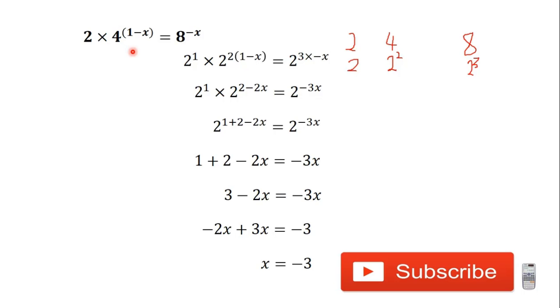In the next video, we are going to learn how to solve exponential equations that can be reduced to simultaneous equations. We are still on the topic indices. In the previous video, we learned how to solve exponential equations that can be reduced to a linear equation. In this video, we are going to learn how to solve exponential equations that can be reduced to a simultaneous equation.